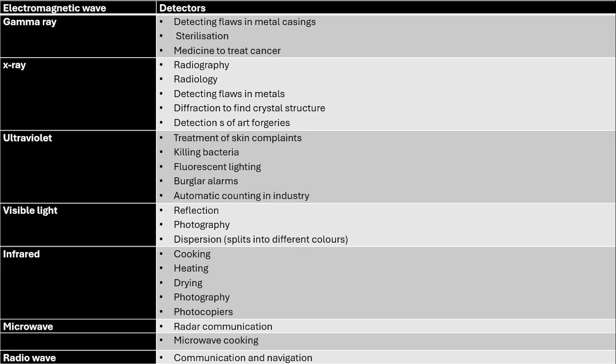So the visible light is used for reflection, photography, and dispersion, which is the splitting into different colors. We have the infrared radiations, which can be used for cooking, heating, drying, photography, and even photocopiers. The microwaves, as you have said, are used for what? They are used in radar, communications, and microwave cooking. Lastly, we will look at radio waves, which are used in communication and navigation. So that's it about their uses.